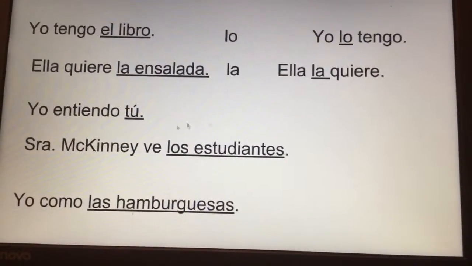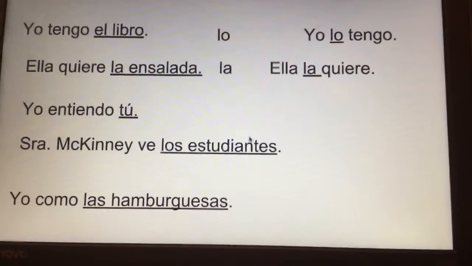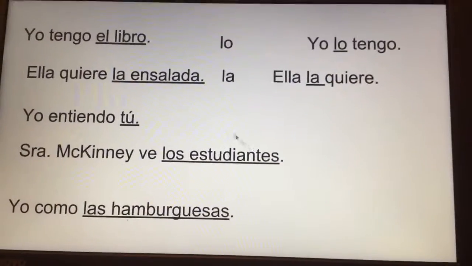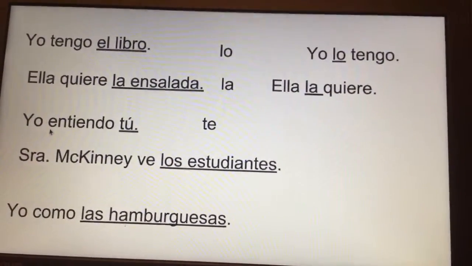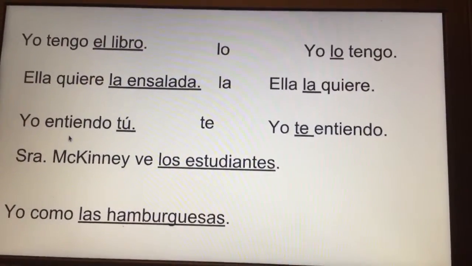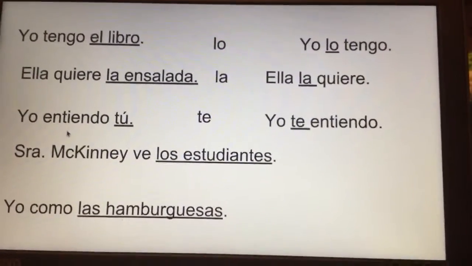Yo entiendo tú. Tú is a person. That's you. So you would replace that with the word te. Te goes before the verb entiendo. You now have yo te entiendo, for I understand you.